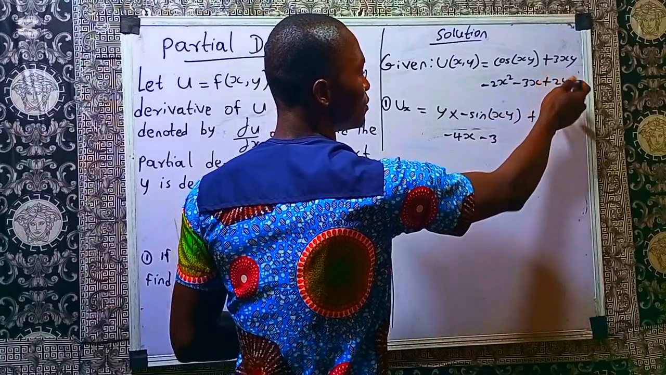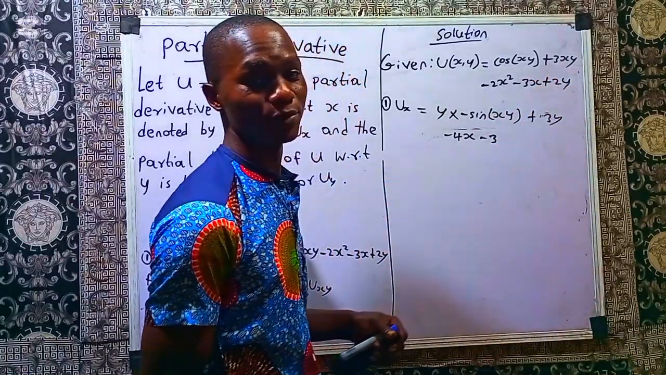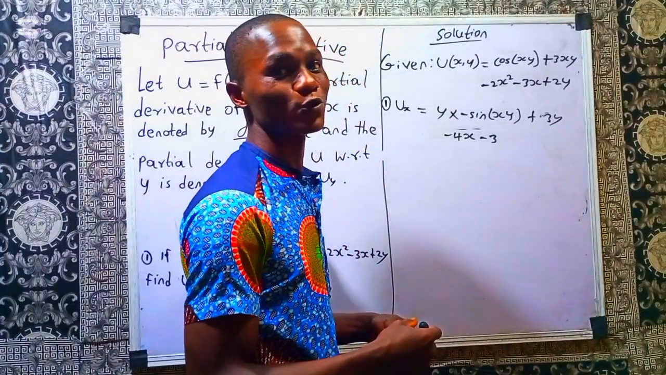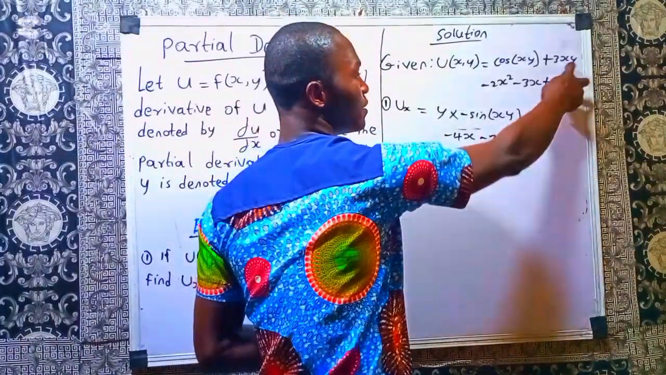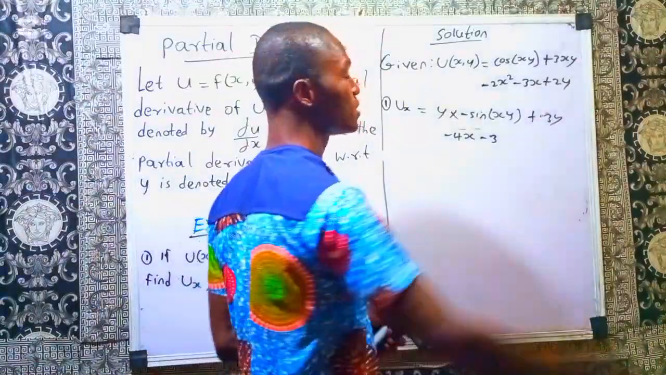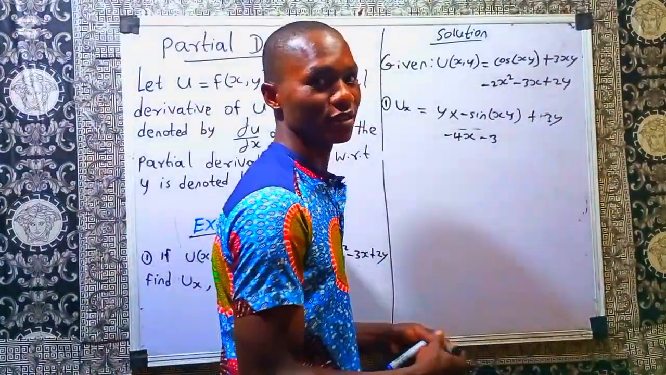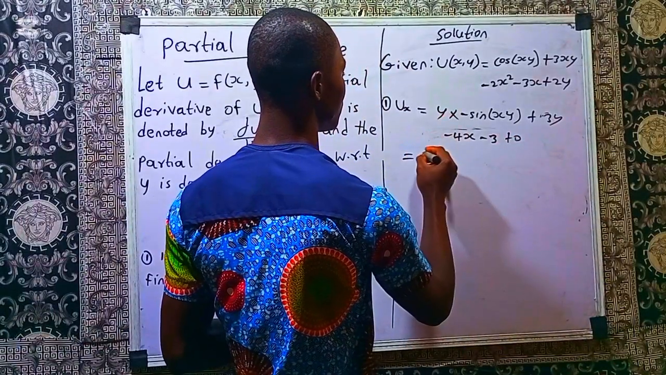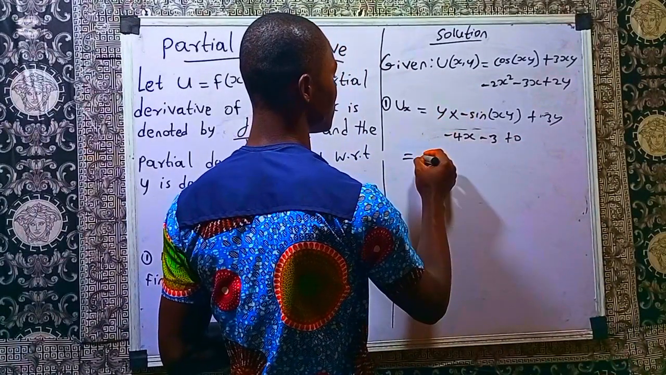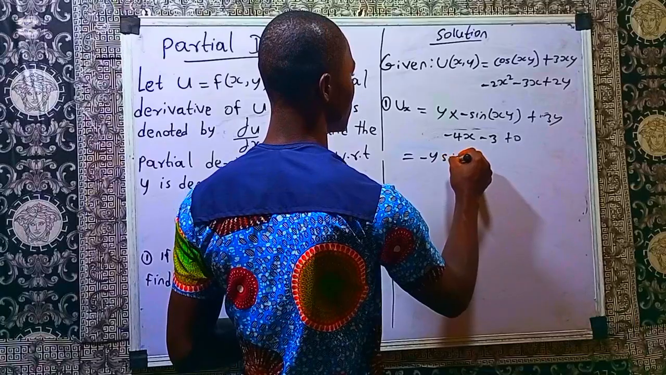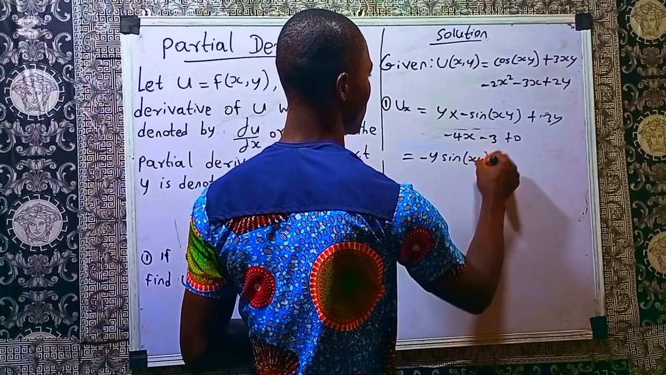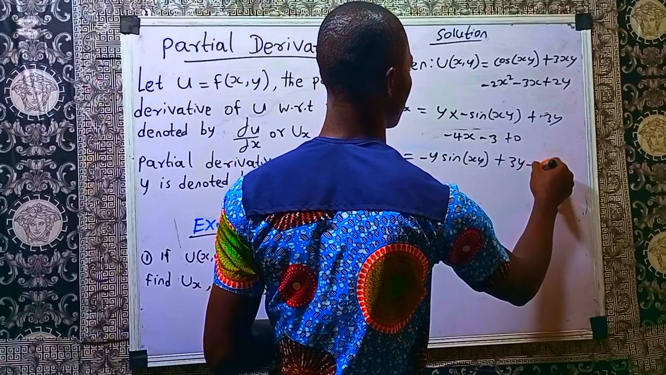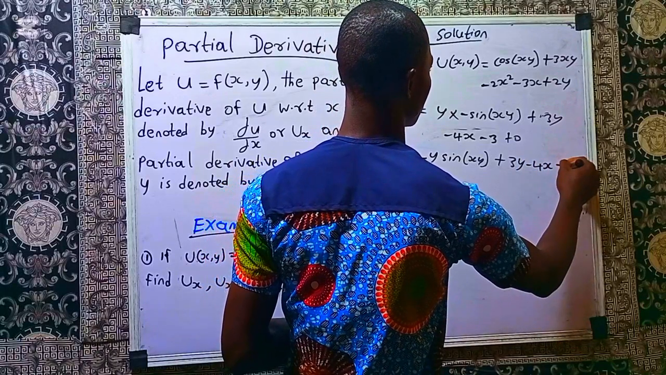Then, for the last term, what do you have? 2y. Differentiate 2y with respect to x. Is there any x here? There is no x there, so this is just a constant. The derivative of a constant is 0. So that will give you 0. So basically, let's multiply this. This is negative y sine xy plus 3y minus 4x minus 3.